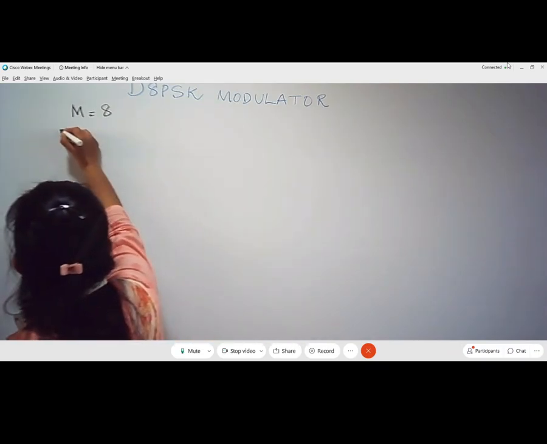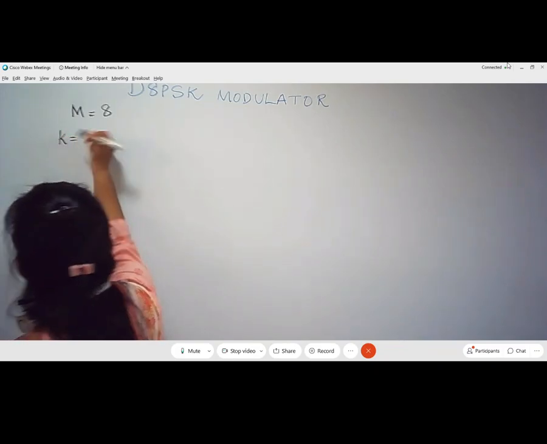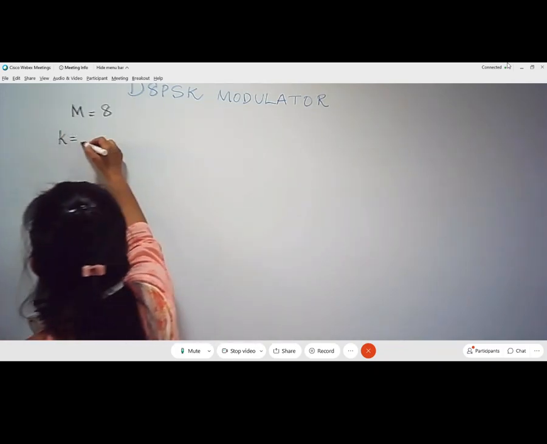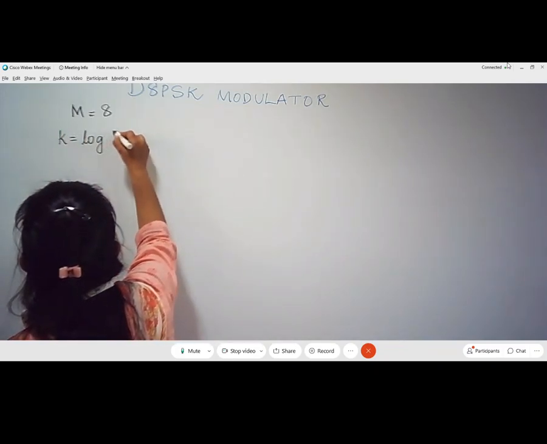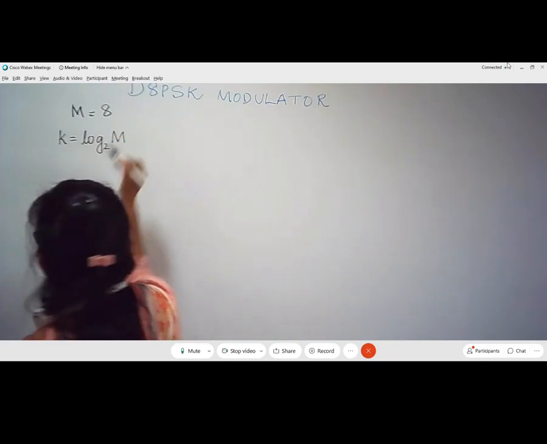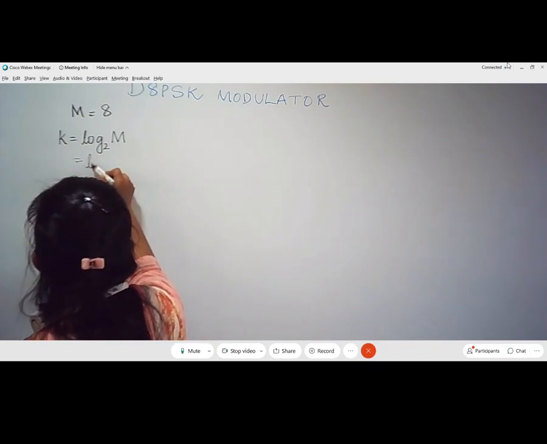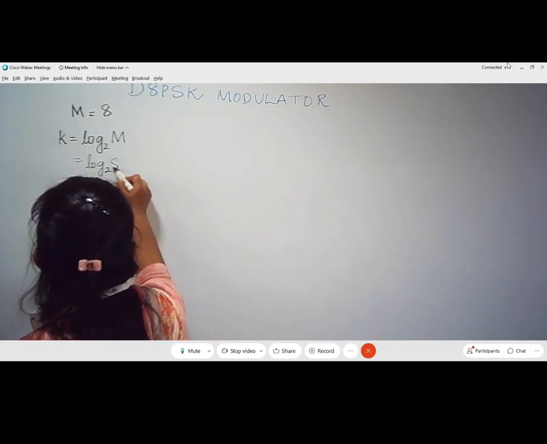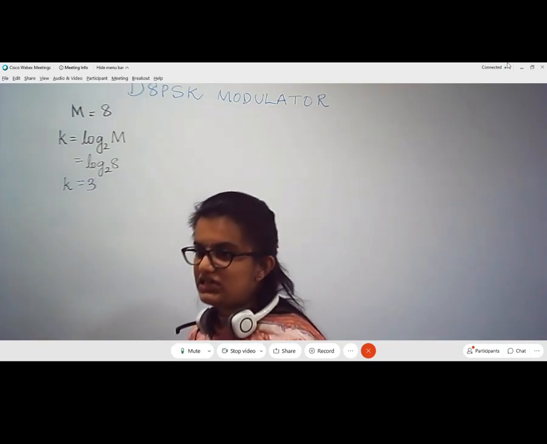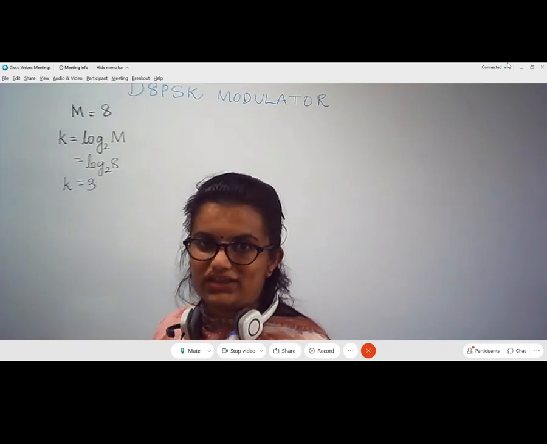How did we find that? The number of bits per symbol is denoted by the letter k, which is given by log M to the base 2. So when we do this, log 8 to base 2 is equal to 3. That means 3 bits constitute one symbol.